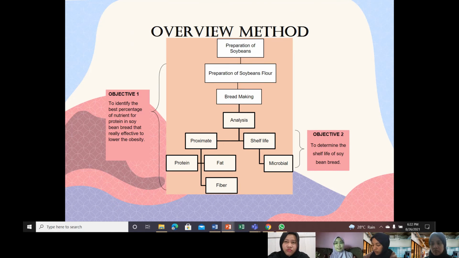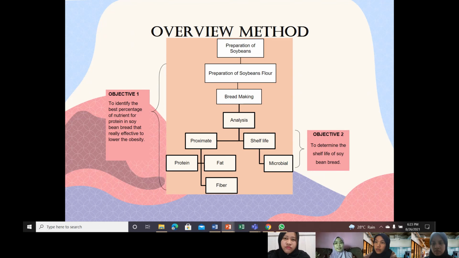The process begins with preparation of raw materials. The wheat and ingredients were measured based on the formulation and mixed, and the dough was mixed until smooth and elastic. Then the dough was shaped and the bread was baked for 30 minutes at a temperature of 180 degrees Celsius. And then for the analysis, the methods used are proximate analysis and shelf life.